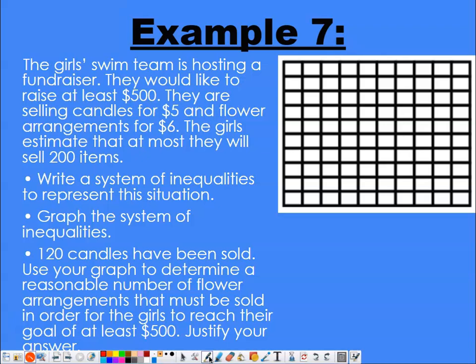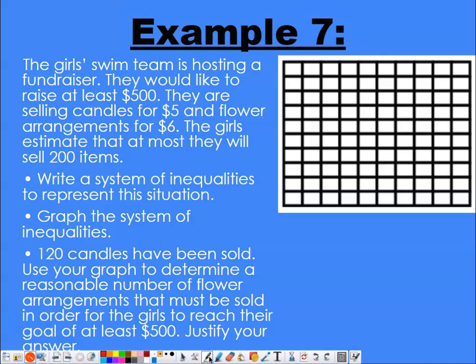Part 1, write a system of inequalities to represent the situation. Part 2, graph the system of inequalities. And then part 3, 120 candles have been sold. Use your graph to determine a reasonable number of flower arrangements that must be sold in order for the girls to reach their goal of at least $500 and justify your answer.